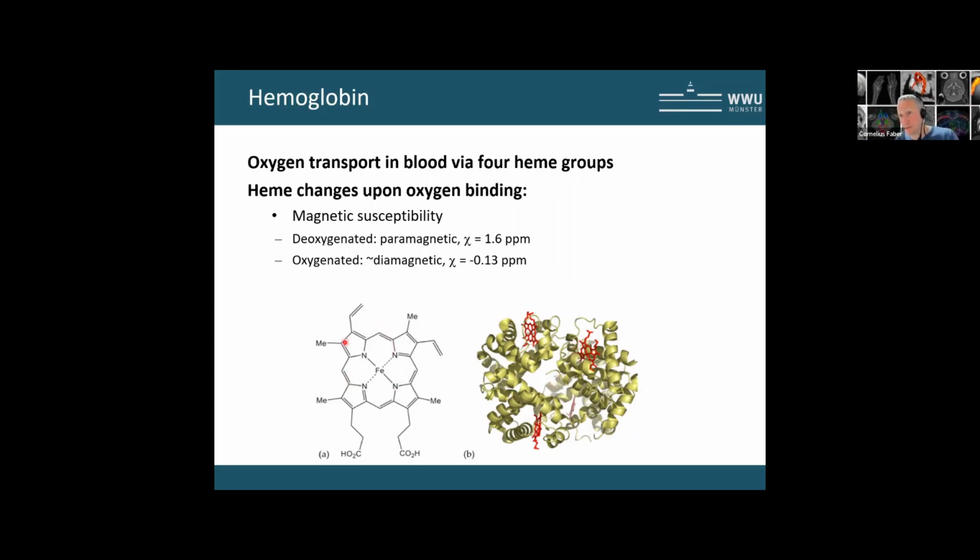This has 4 of these protoporphyrin, or simply called heme molecules. They are in red here. And this iron can bind to oxygen. And if it's bound to oxygen, then it's diamagnetic. It has a negative susceptibility. And if it's deoxygenated, so if there's no oxygen, it suddenly becomes quite strongly paramagnetic. We've seen that in the table of the susceptibility weighted imaging. So if there's no oxygen, then it's paramagnetic and it creates some magnetic susceptibility. If it's oxygenated, it's diamagnetic.